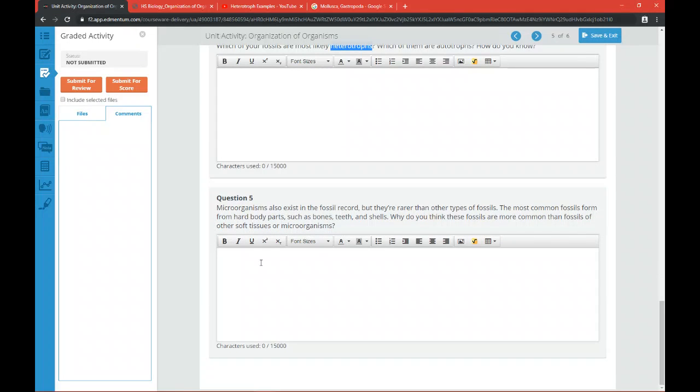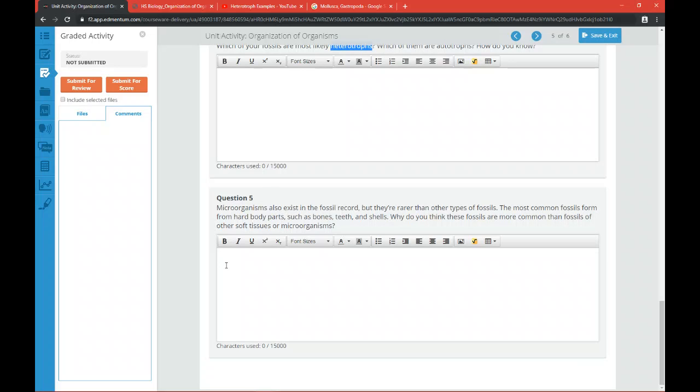Now, question number 5 is interesting. There's several different questions. Microorganisms also existed in fossil records, but they are rarer than other types of fossils. So the question that you're going to ask is, if they exist, why are they rarer? So if they say microorganisms, it should give you a clue. Micro meaning super small, organisms. So they would not be seen by the human eye. So what tool would you need to see microorganisms?